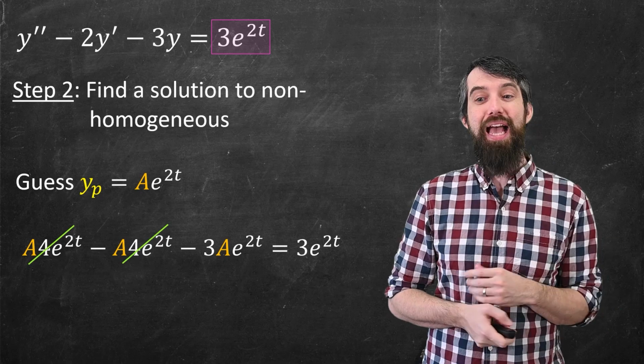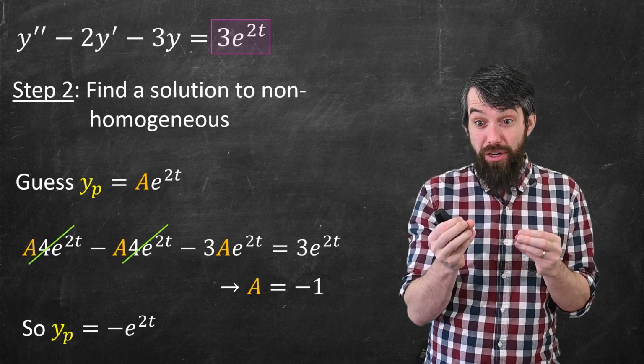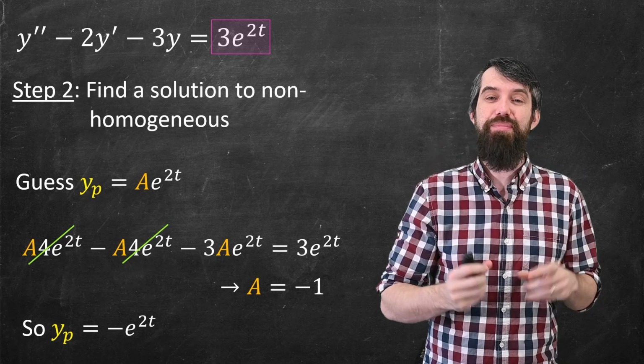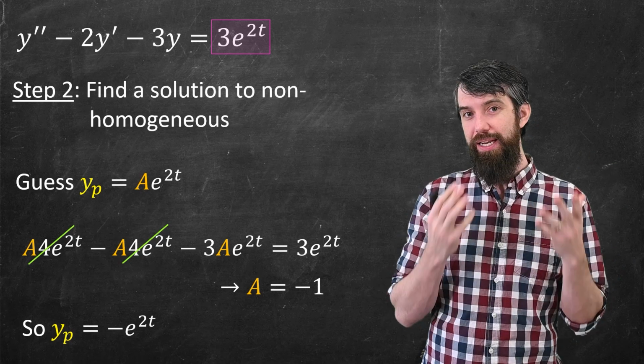If that's the case, then a has to be equal to -1, and I have a value for it now. My particular solution is -1 times e to the 2t. This is a solution. It's not the general solution, but it is a solution.